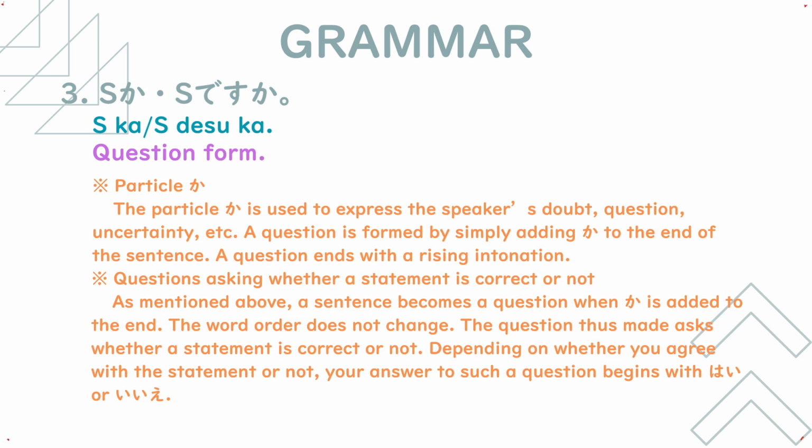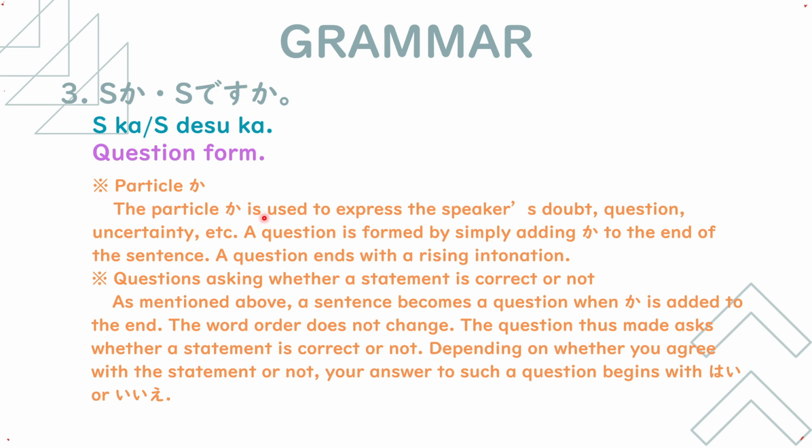Next we have sentence ka or sentence desu ka. Okay, as we are dealing with noun sentences for now, we're gonna focus on sentence desu ka. Sentence ka will more apply to verb sentences, which are gonna be dealt with in the next lessons. So sentence desu ka is the question form of our previous grammar points, especially the noun one wa, noun two desu. Okay, so we have ka, which is a particle here at the end of the sentence.